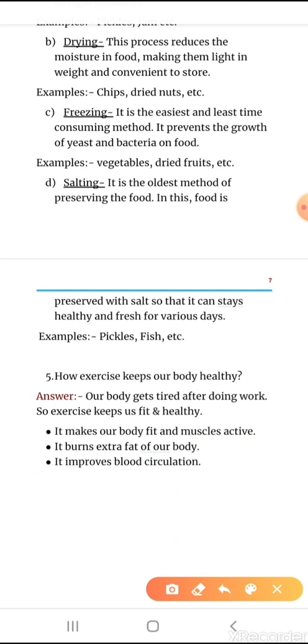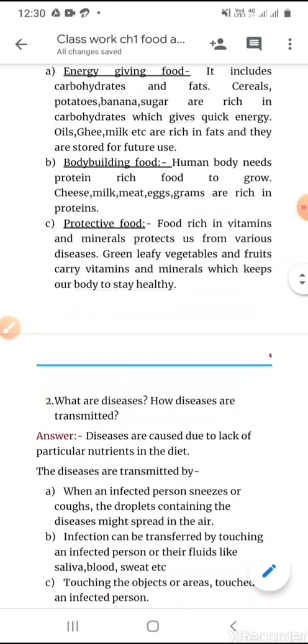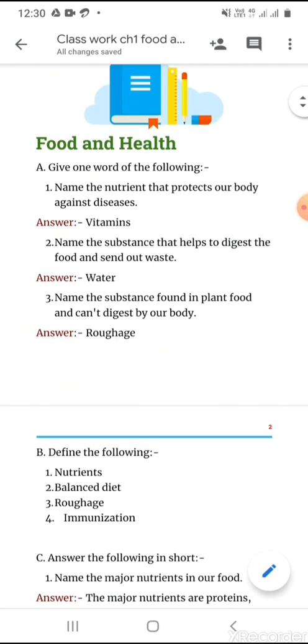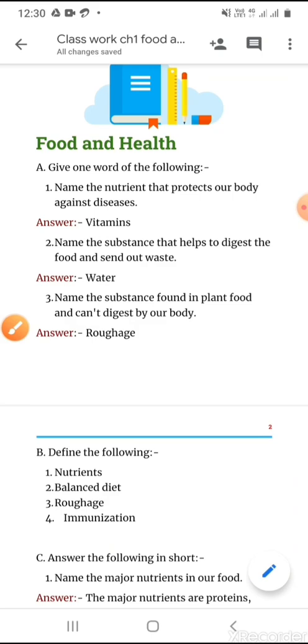So, remember one thing: you are writing with a pen for the very first time. So your writing should be neat and clean. No cutting, no overwriting. Okay? Learn all these question answers. Write in your rough notebook or any other notebook, and you have to do these questions on your own. Thank you.